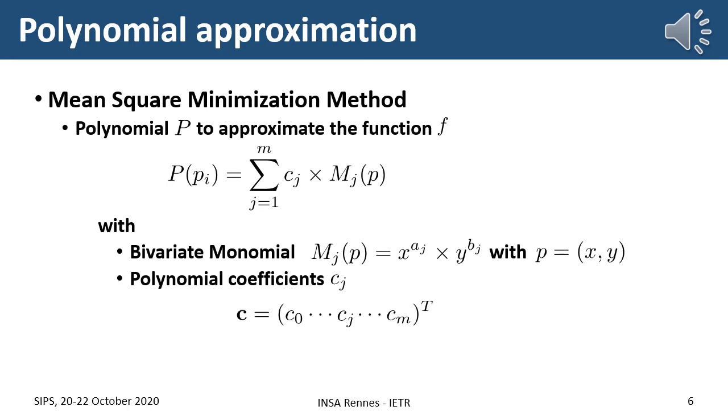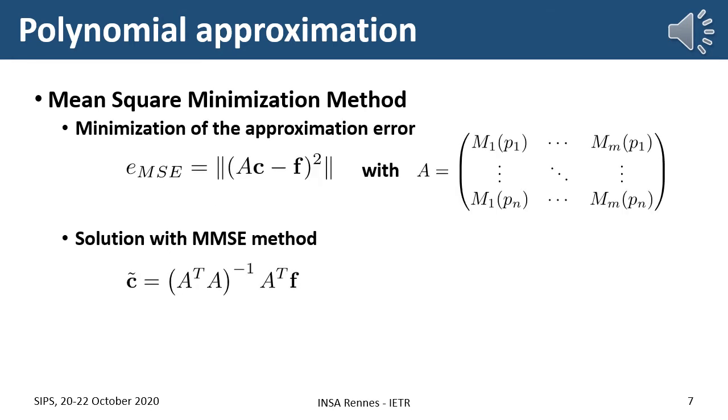We define the bivariate polynomial p to approximate the function f. This polynomial is a weighted sum of the bivariate monomials m_j. The term c_j is the weight of the sum, corresponding to the coefficient of the polynomial p. The term c is the vector containing the different coefficients c_j for the polynomial p.